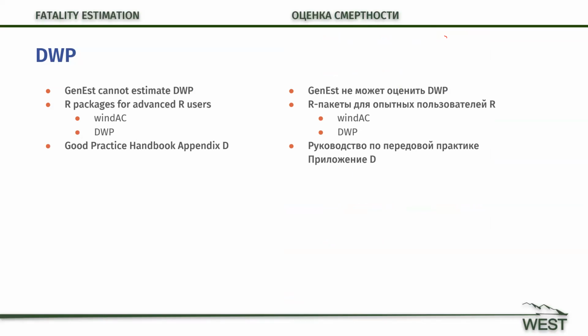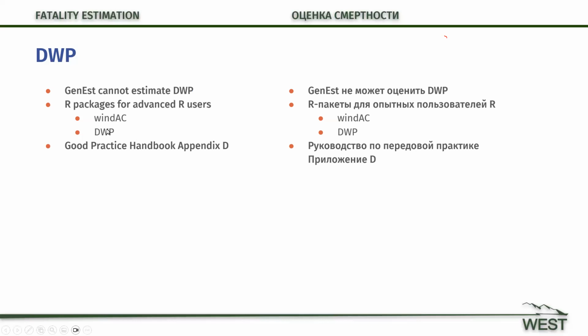Finally, we have the density weighted proportion of area searched. One of the great unfortunate things about GenEst is that it cannot estimate the density weighted proportion of area searched. It cannot estimate that area correction for you. There are at least 4 ways to estimate DWP. A couple of them are available in packages for the R statistical computing software. They are really for advanced R users, people with some statistical background.